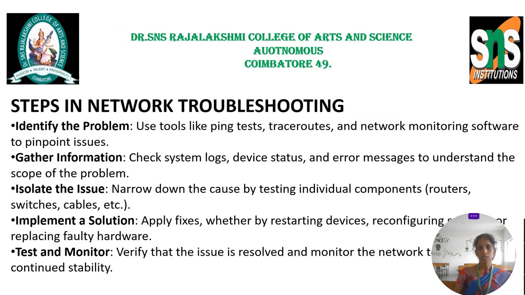Steps available in network troubleshooting. First, we have to identify the exact problem which occurred in transmission. This we call identifying the problem. In order to identify network problems, there are a lot of tools available. For example, Ping, that is Packet Internet Groper, traceroute and network monitoring software. Ping is a command which helps to identify network connectivity problems. For example, from source to destination, it will tell whether we are correctly connected or not. So that is the major purpose of using the ping command.